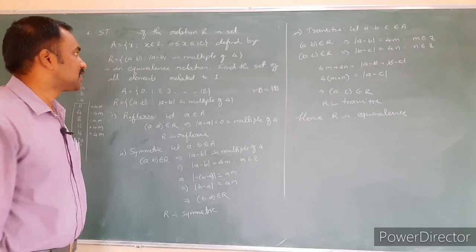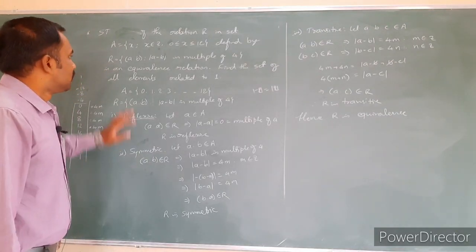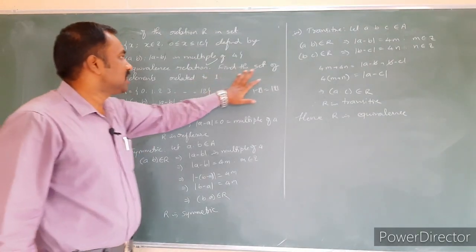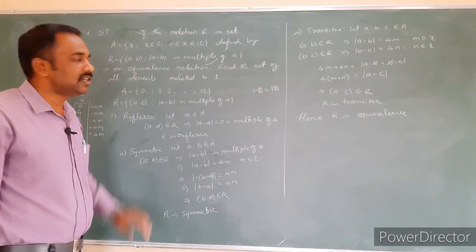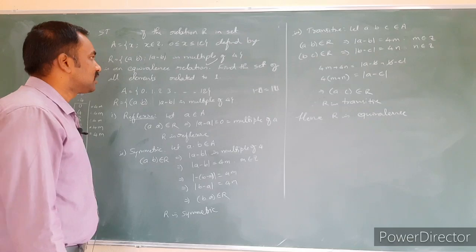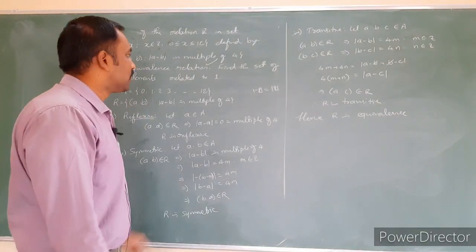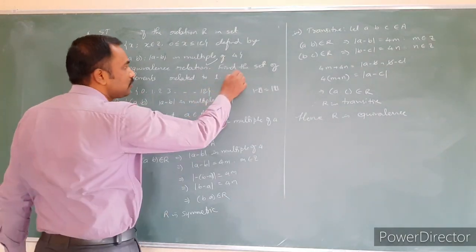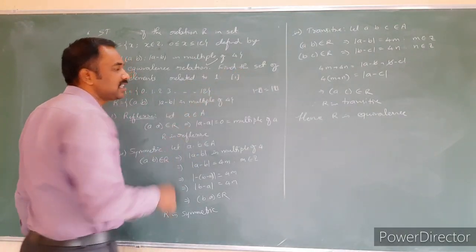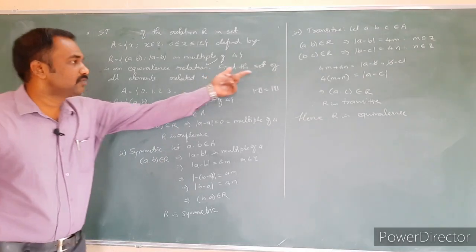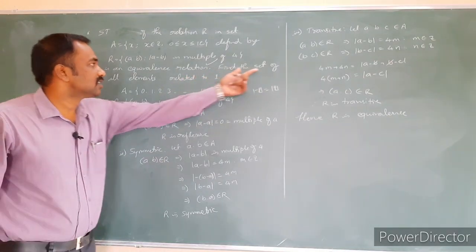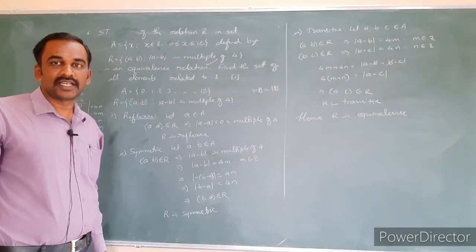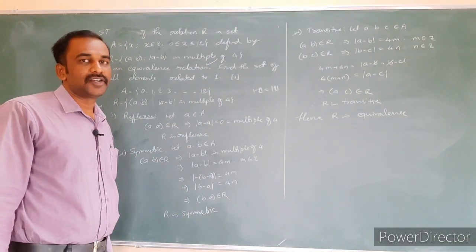We just got it. One part of the solution is over. Next part of the solution, what is that? Find the set of all the elements related to 1. Whatever elements are related to 1, we need to find the equivalence class containing the element 1. What is the meaning of this statement? The set of all the elements which are related to 1 is nothing but the equivalence class containing the element 1, and we are required to find it.